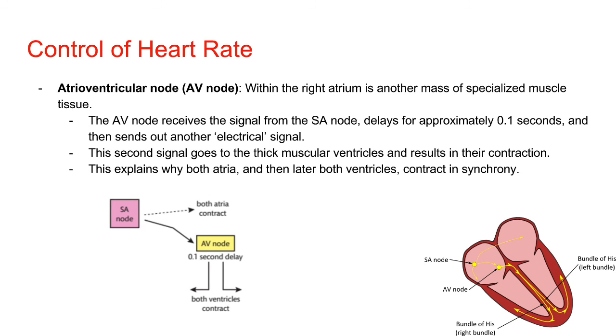The atrioventricular node, or the AV node. Within the right atrium is another mass of specialized muscle tissues. The AV node receives a signal from the SA node, delays for approximately 0.1 seconds, and then sends out another electrical signal. The second signal goes to the thick muscular ventricles and results in their contraction. This explains why both atria and then later both ventricles contract in synchrony.